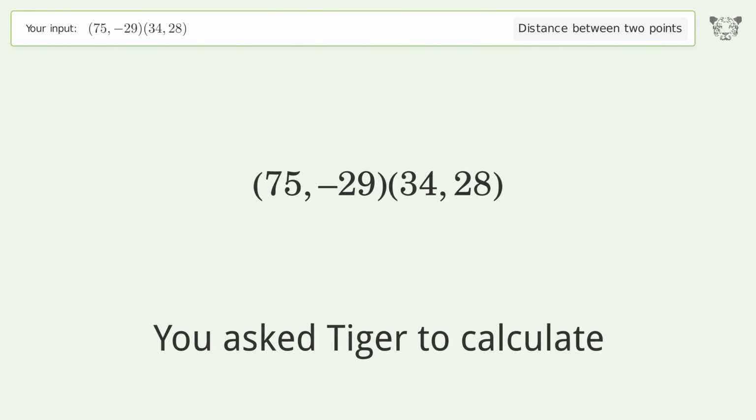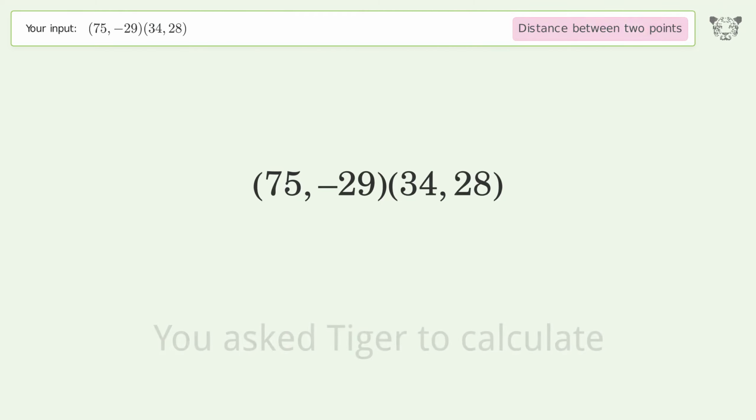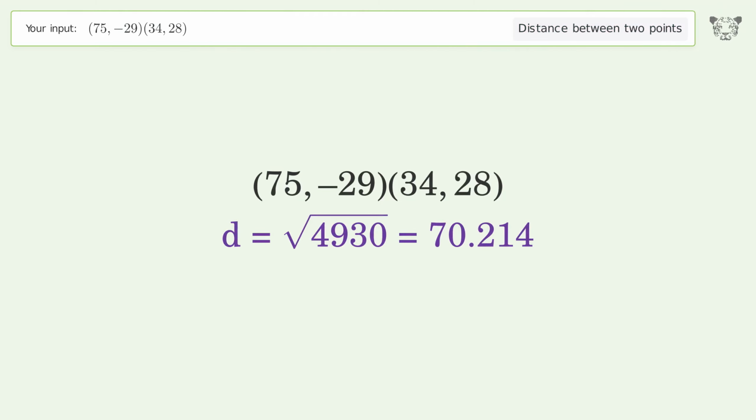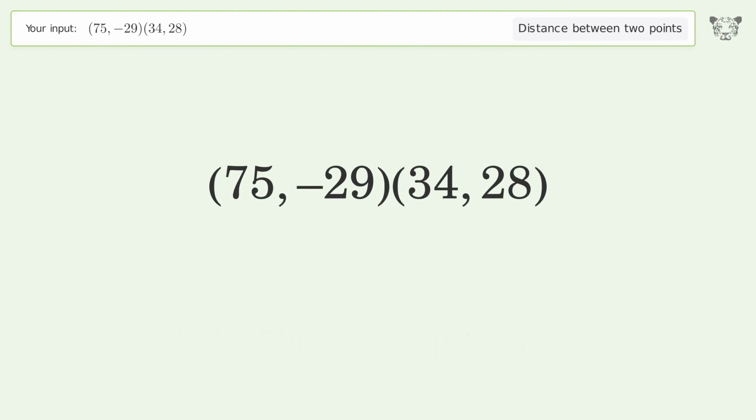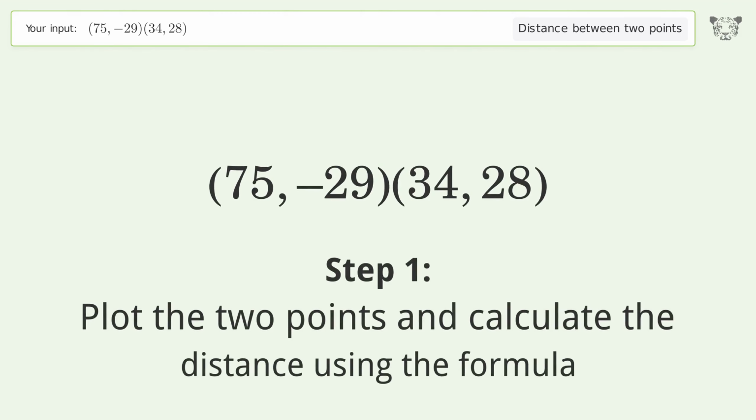You ask Tiger to calculate. This deals with the distance between 2 points. The distance between the 2 points is the square root of 4,930, or 70.214. Let's solve it step by step. Plot the 2 points and calculate the distance using the formula.